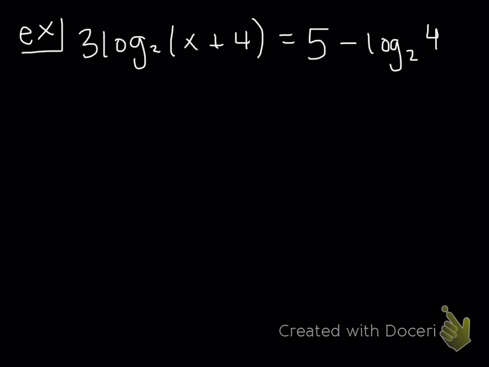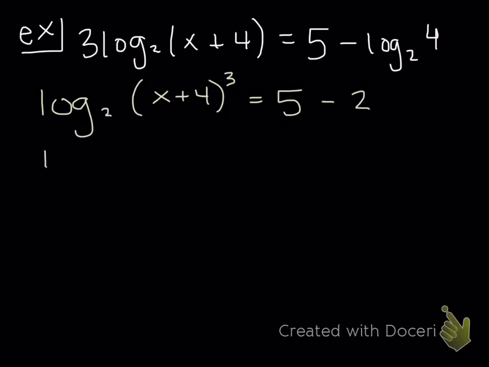So one more, again, I have logs on both sides, but this one's a little bit different. So notice on the left-hand side I have the 3 out front, and I know when I have a 3 out front that came from an exponent. So I'm going to send it back to being an exponent. So that means this was x plus 4 to the 3rd power. On the right side, we do a little bit of evaluating. I know log base 2 of 4 is equal to 2. So I have log base 2 of x plus 4 cubed is equal to 3.